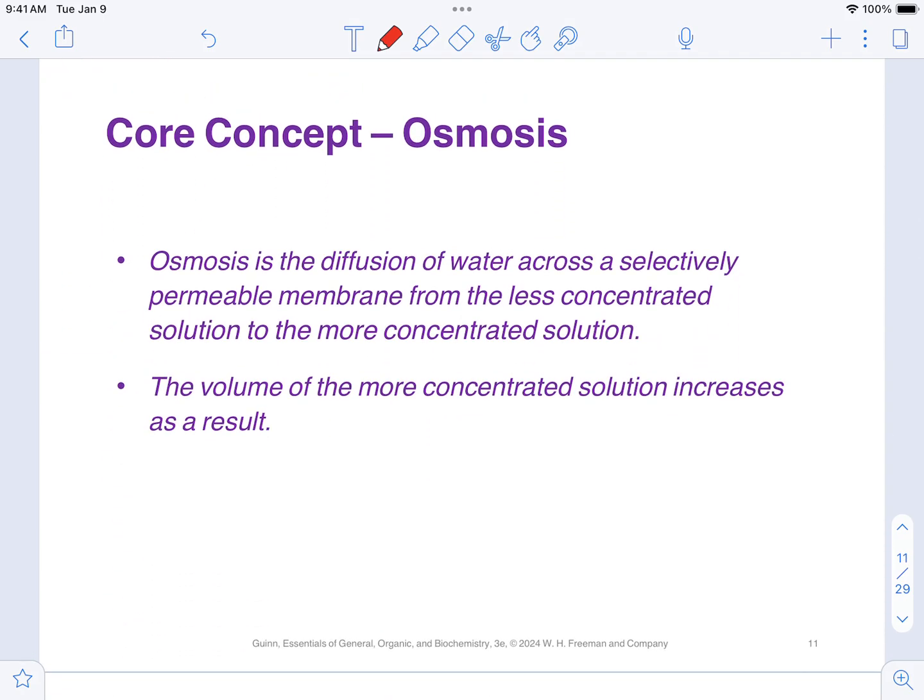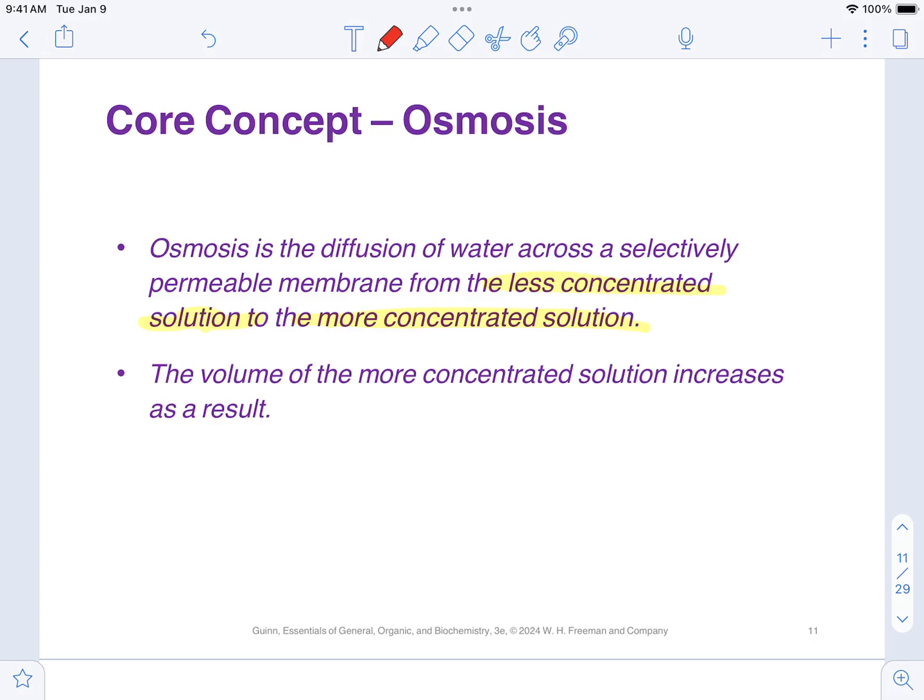Now, the section does focus in on osmosis and dialysis. So here is osmosis. Osmosis is the diffusion of water across a selectively permeable membrane from the less concentrated to the more concentrated. We will see that dialysis is the opposite of this, so we have to keep them separate. Osmosis is from less to more. So when it goes from less to more, the volume of the more will increase, which should make sense. That water is going to go to the more, meaning the more has more volume.